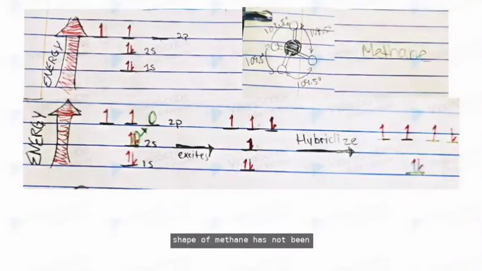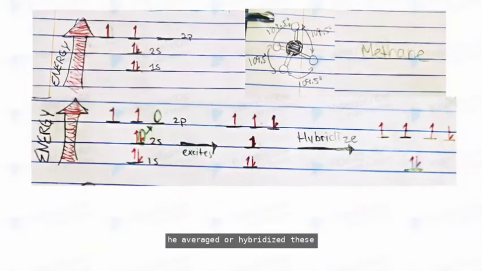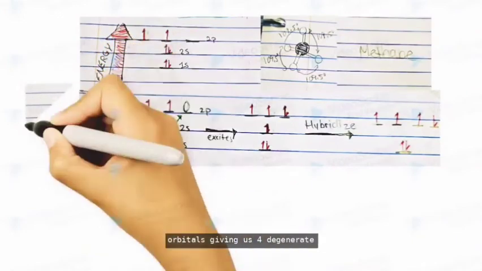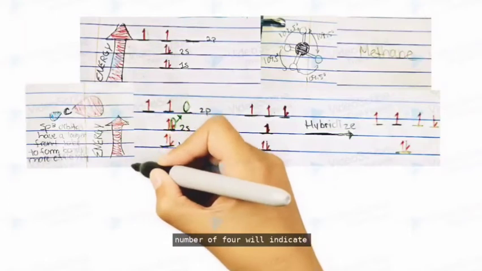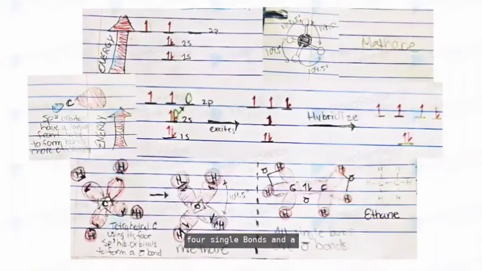But the tetrahedral shape of methane has not been accounted for. To explain this, Pauling suggested that this carbon's electron configuration does not necessarily have to be the same as that of a free carbon. Instead, he averaged or hybridized these orbitals, giving us 4 degenerate sp3 hybridized orbitals. Thus a carbon's steric number of 4 will indicate 4 single bonds and a hybridization of sp3.